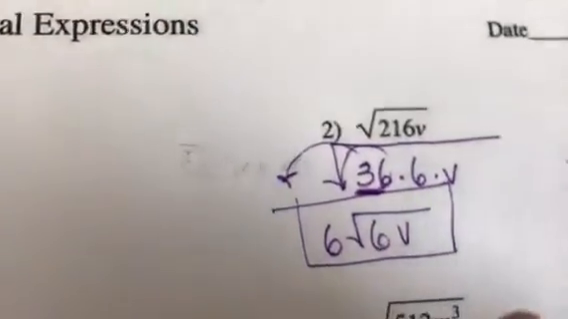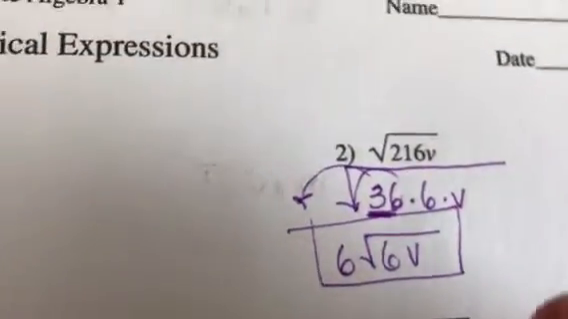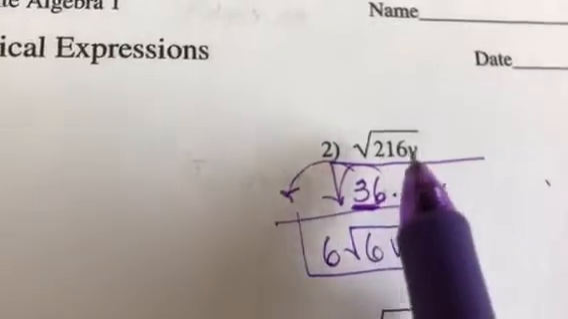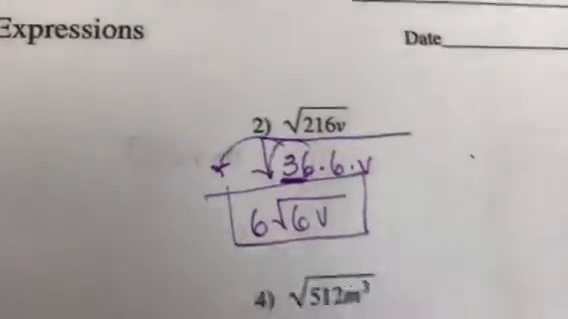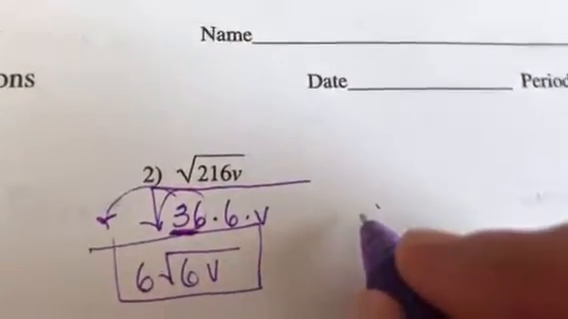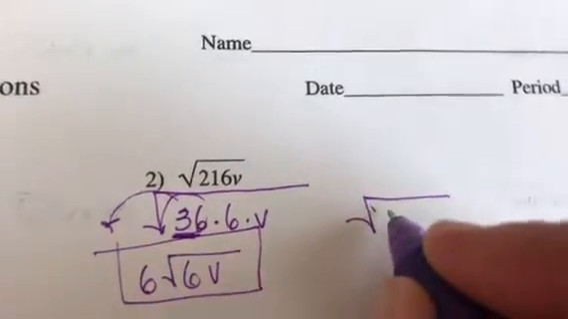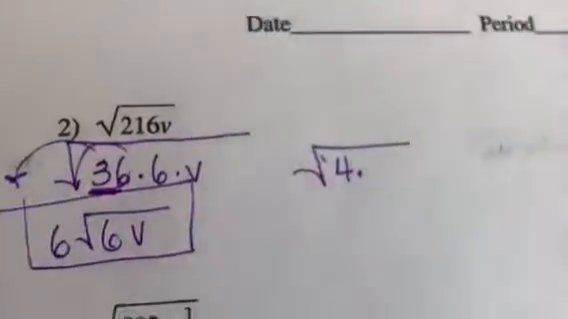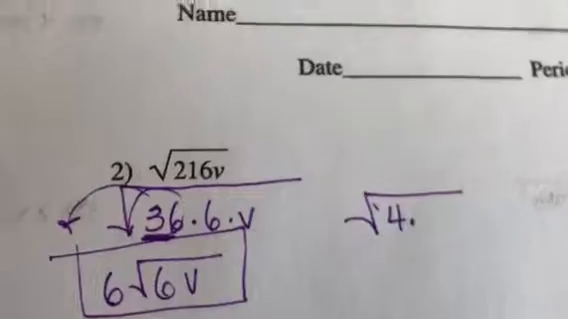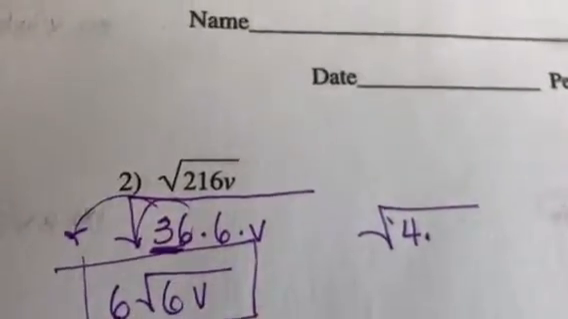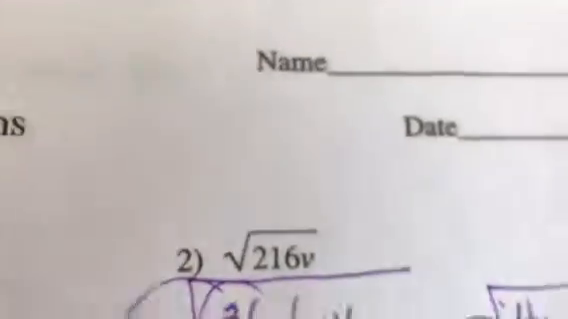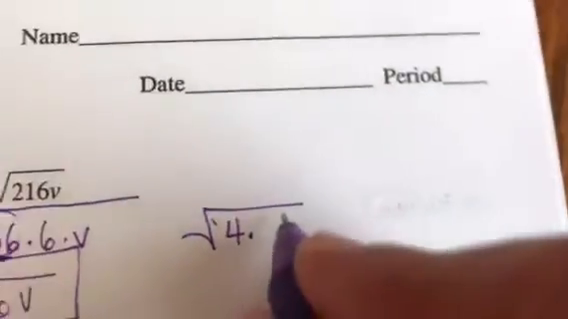Let's say you didn't find the biggest one, okay? Let's say you tried 4, and 4 does go in there. So let's say you're like, oh, I'm going to do 4, and 4 goes into 216. How many times does that go in there? 54 times, okay?